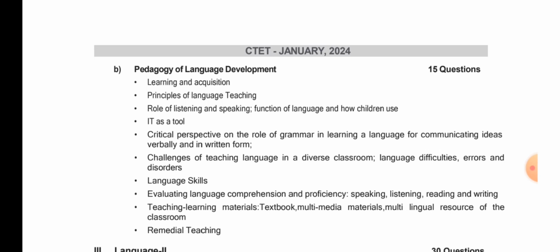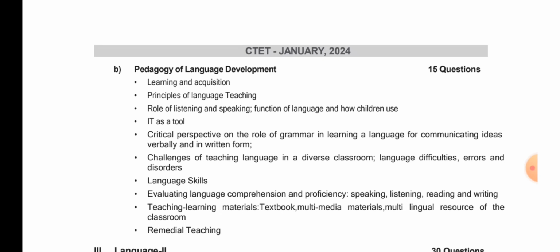I told you that if you are serious with your CDP, that is child development and pedagogy, which is the easiest of all, nothing can stop you. But if you're not serious with pedagogy, nothing can help you. So pedagogy is coming up here also. What is there? Learning and acquisition. Pedagogy is all about learning and how the child acquires. It is all about the children.